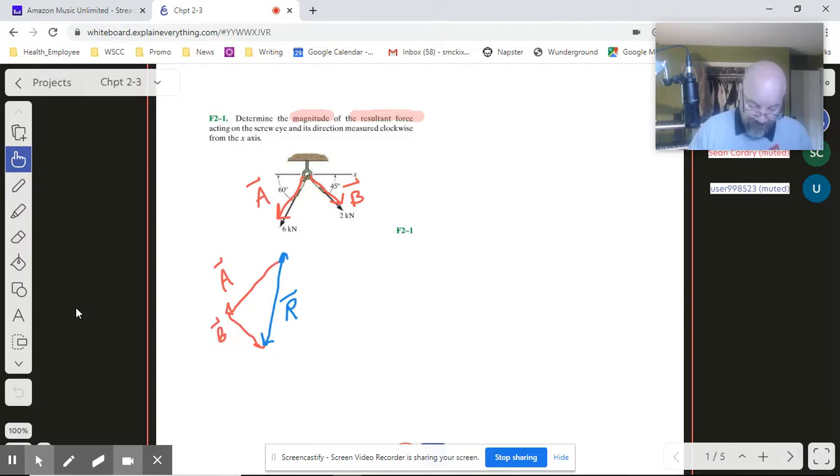I'm going to see if I can make my triangle a little bit bigger here. Except I deleted part of my arrow there. That wasn't cool. There we go. Now, when it comes down to working out the geometry, what I like to do is, well, I've got A, B, and R. It's kind of like A, B, and C.